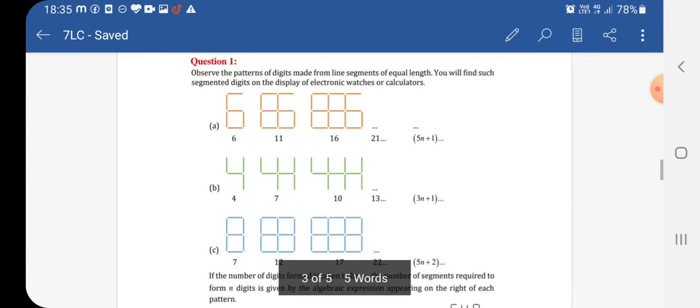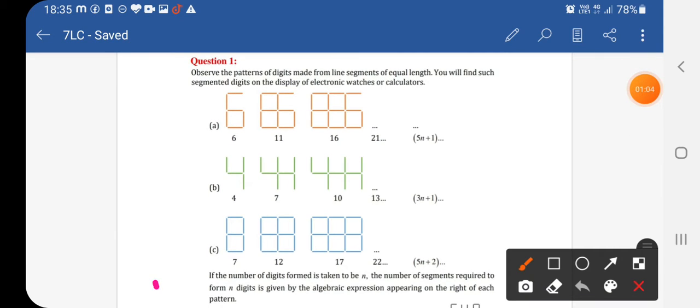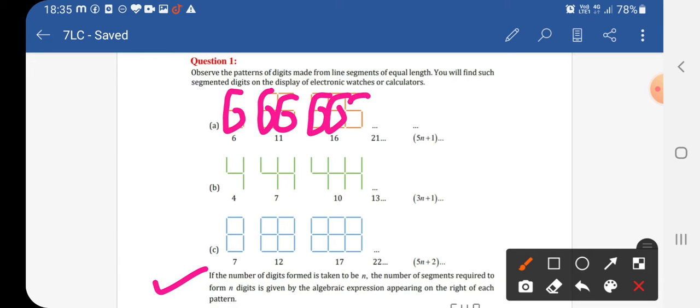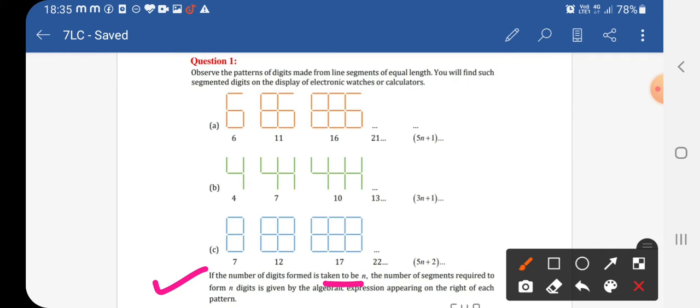Now they are asking something regarding the question here. If the number of digits formed is taken to be n, meaning here you can see only one 6, then 6 and 6, two sixes, then 6, 6, 6, three 6s. So in this way, if n number of sixes are there, n means many numbers, we don't know exactly, n can carry any value. If the number of digits formed is taken to be n, the number of segments required to form n digits is given by the algebraic expression on the right of each pattern.